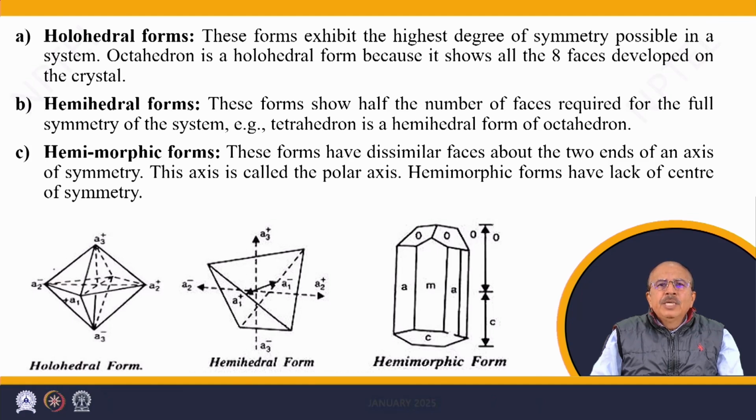Hemimorphic forms: these forms have dissimilar faces about the two ends of an axis of symmetry. This axis is also called the polar axis. Hemimorphic forms lack a center of symmetry. Just below you can see the different forms, that is holohedral, hemihedral and hemimorphic forms, in the diagram also.